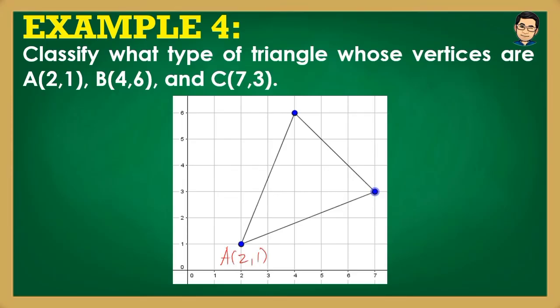And then, yung B natin, 4, 6. And then, yung C, 7, 3. So, kukunin natin distance from A to B, B to C, tsaka A to C. Tsaka doon, malalaman natin kung anong klase ng triangle siya.